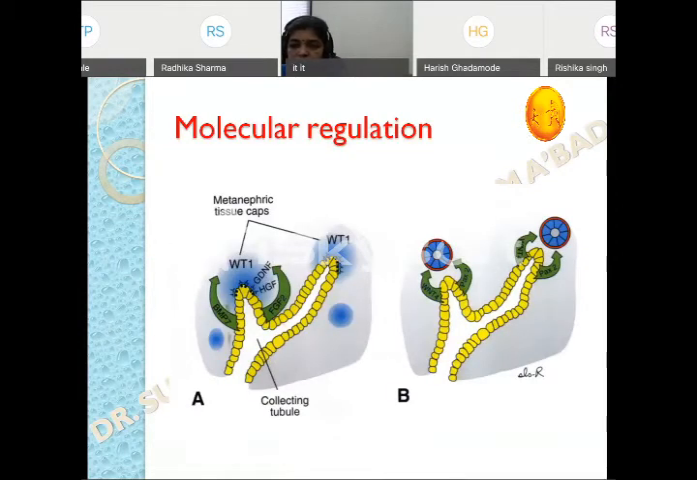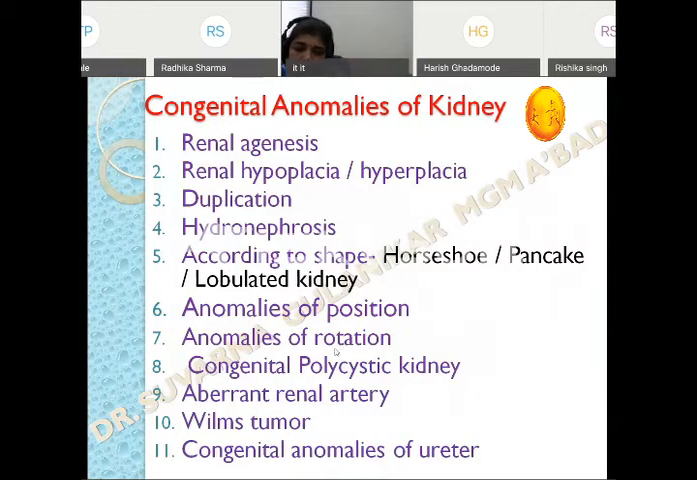This is the figure from Langman explaining everything. WT1, which is expressed in the metanephric blastema, helps in production of GDNF and HGF for acting on, or induction of, the ureteric bud. The receptors which are present here are RET and MET. In the same way, BMP and FGF, which are produced by the ureteric bud, induce the metanephric blastema. Further branching is controlled by WNT4 and PAX2. So this figure also explains the molecular regulation very nicely.